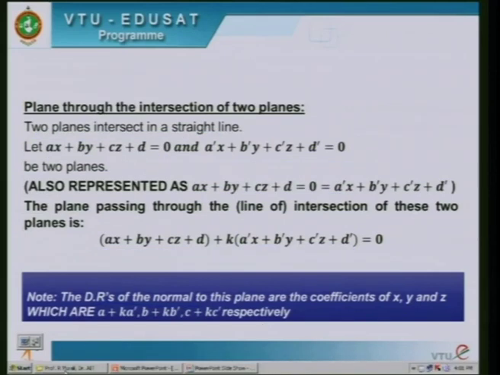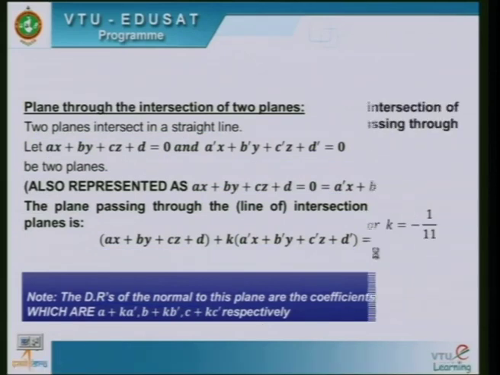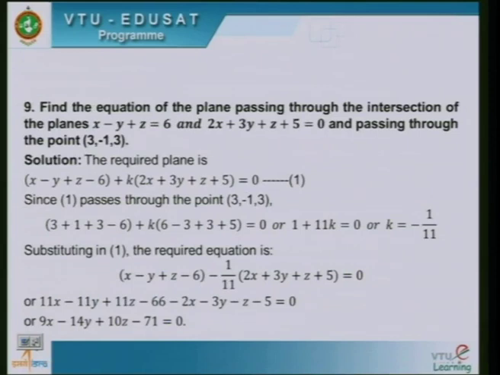Now, we look into some examples in this. Start with the first one. Find the equation of the plane passing through the intersection of the planes x minus y plus z equal to 6. This is the first plane equation.